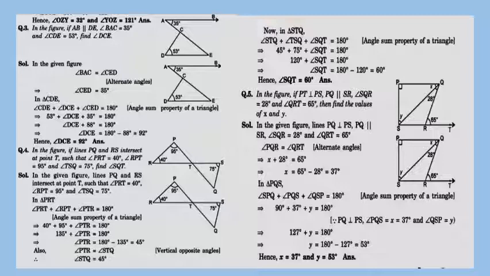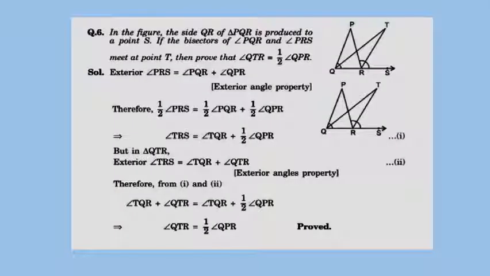Third question, fourth, then fifth. This is the sixth question, which you have to prove, where you have to prove angle QTR equals half of angle QPR. Just now based on this we have proven problems and solved it.